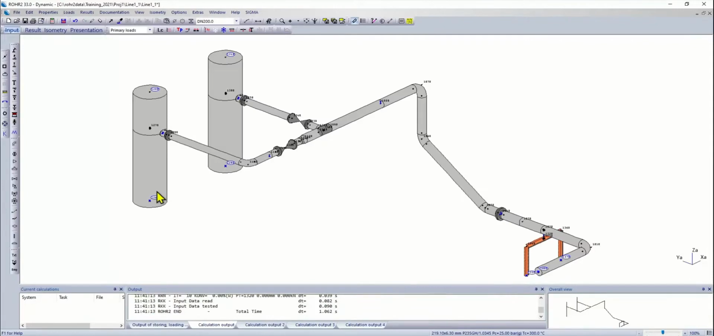Okay, I would like to show you one more model, and this model you've probably seen if you have ever participated in a Raw2 training, because it's one of our basic models to start our training with.